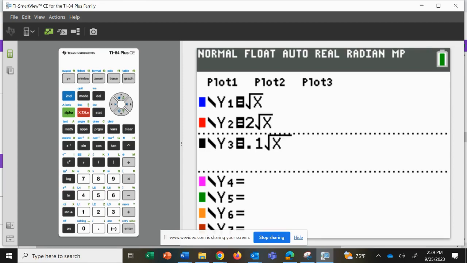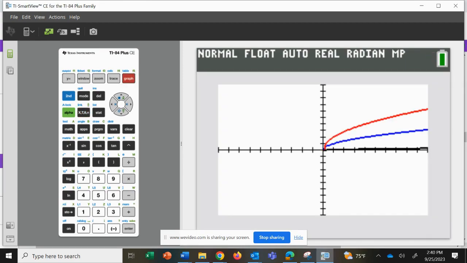I'll graph it in just a second, just letting people copy down what I had too. I'm picking one vertical stretch, one vertical shrink, so that we can see how, even though we start with a different shape, it still keeps that shape. My blue one is the parent function. You can see the red one is raised up higher. The black one is the opposite. It's much, much lower, but it still has that same shape. Okay.